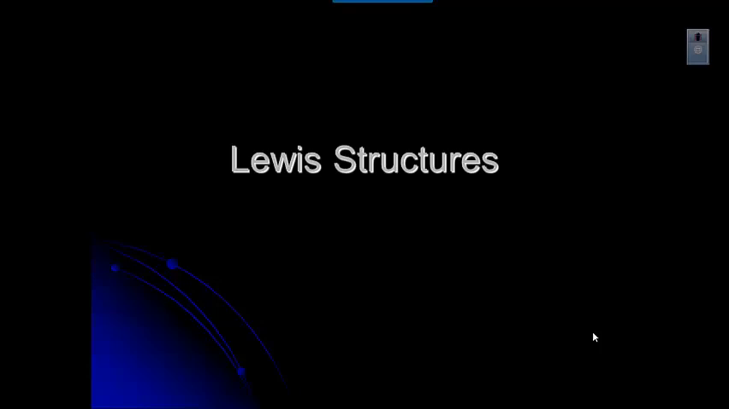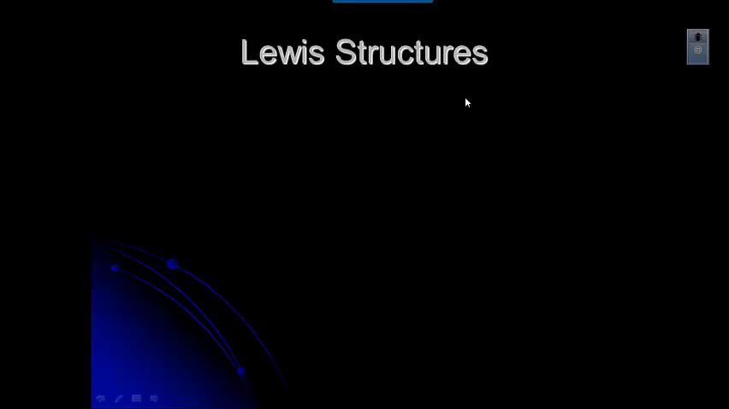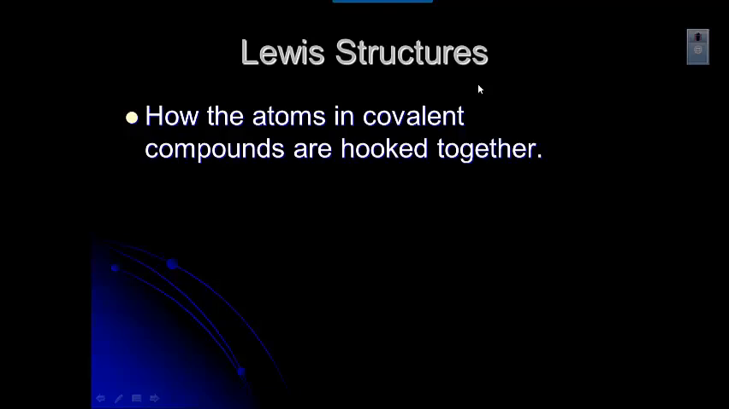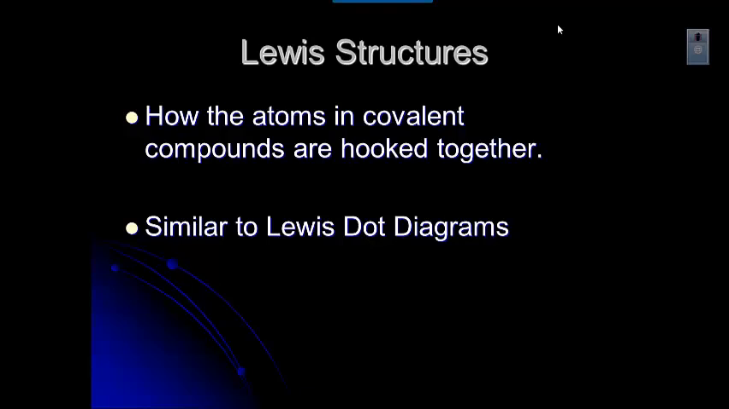In this video, we're going to talk about Lewis structures. You may remember Lewis dot diagrams. If not, we're going to refresh our memories because we're going to need to use those. What Lewis structures do is they show us how the atoms in a covalent compound are hooked together. Remember that covalent compounds are compounds that are made from all nonmetals. And they are similar to Lewis dot diagrams because they involve those valence electrons.